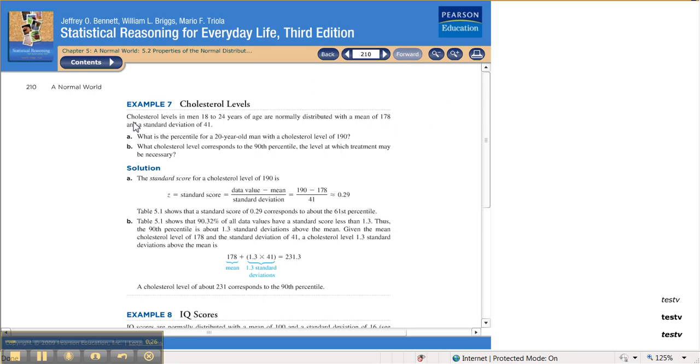They say that cholesterol levels of men 18 to 24 are normally distributed. So we can then use the normal distribution to approximate probabilities. Now we're given a mean of 178 and a standard deviation of 41. And they want us to standardize this score of 190. So what they're trying to do is say how far is 190 away from 178.